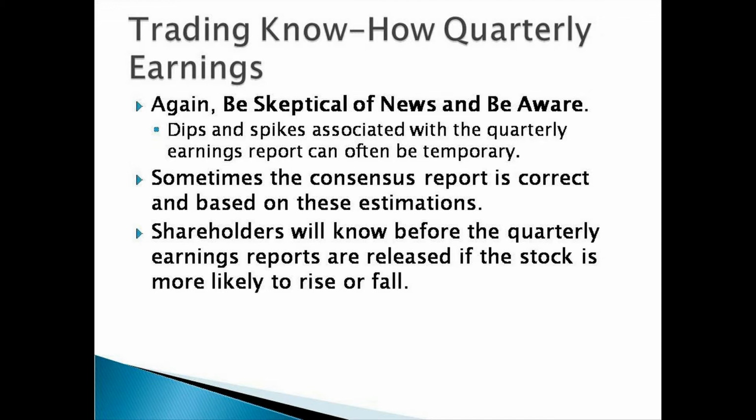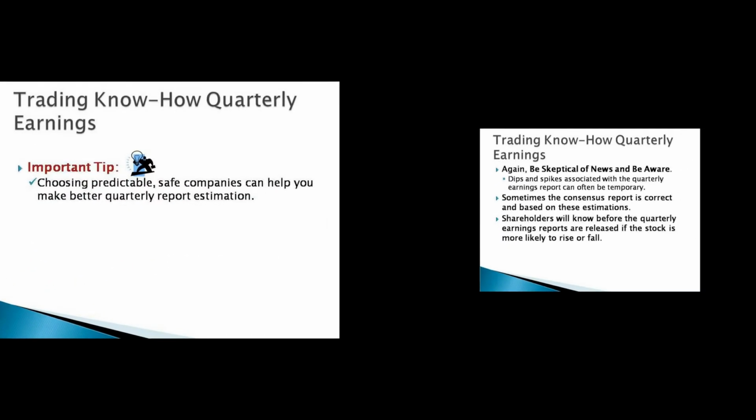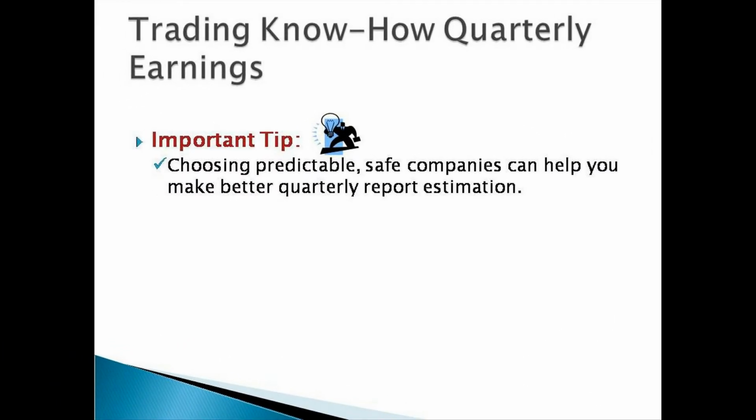Sometimes the consensus report is correct and based on these estimations, so shareholders will know before the quarterly earnings reports are released if the stock is more likely to rise or fall. According to statistics, being able to make this estimation is more accurate when dealing with consistent companies with a cyclic or otherwise generally predictable performance. So here are a few important tips for you. Choosing predictable, safe companies can help you make better quarterly report estimations.